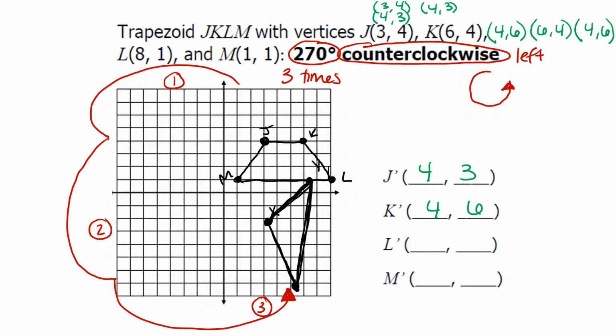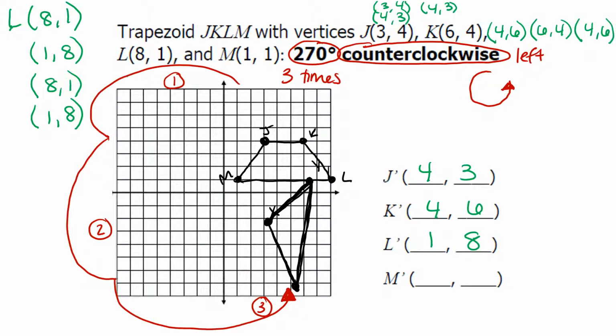For point L, we're starting at 8, 1. If I turn it 1 time, I turn those and make it a 1, 8. If we were doing 2 times, it would be an 8, 1. 3 times would be a 1, 8. And same thing for letter M. We're starting with 1, 1. I turn it 1 time, it's 1, 1. I turn it 2 times, 1, 1. And I turn it 3 times, 1, 1.